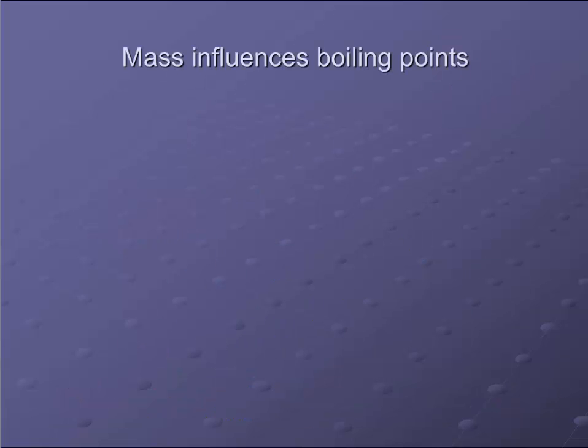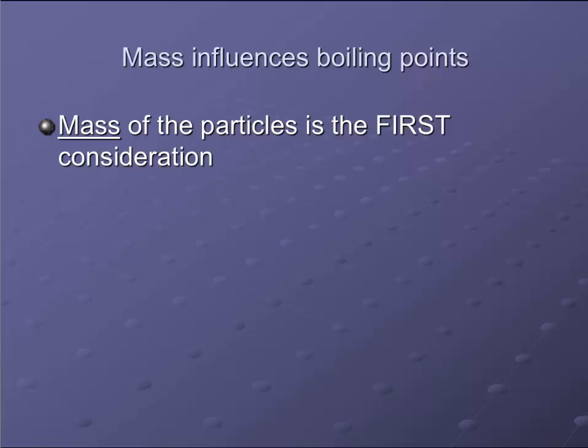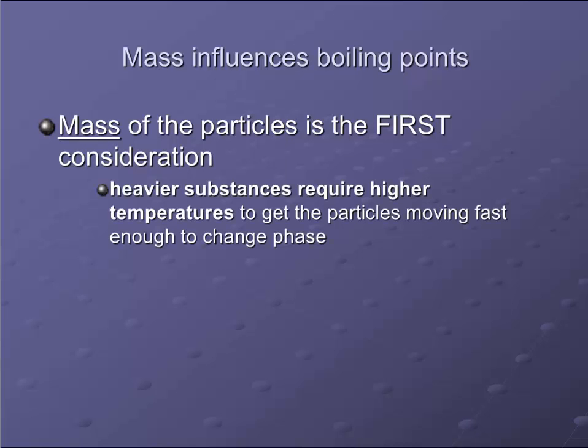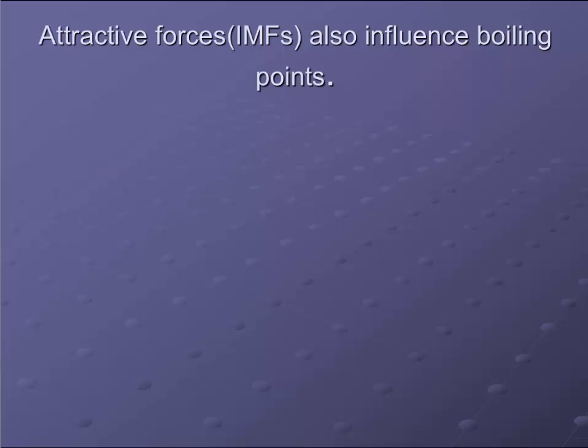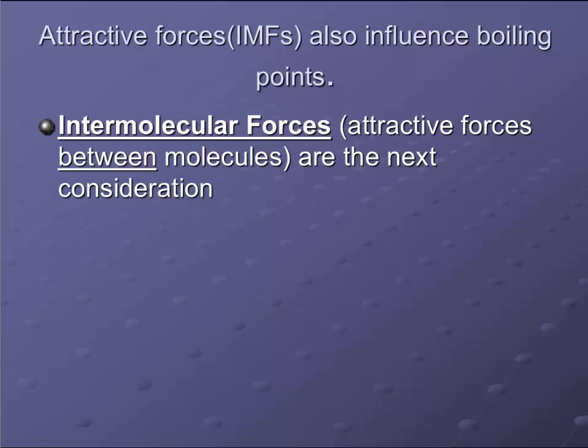Mass always influences boiling points. It's the first consideration. When trying to make a prediction or comparison of boiling points, always take mass into account first. Heavier substances require higher temperatures to get the particles moving fast enough to change phase. If there's very weak attractive forces between the particles, mass alone will account for differences in boiling points. But remember, attractive forces also influence boiling points. They're the next consideration. First mass, then IMFs.